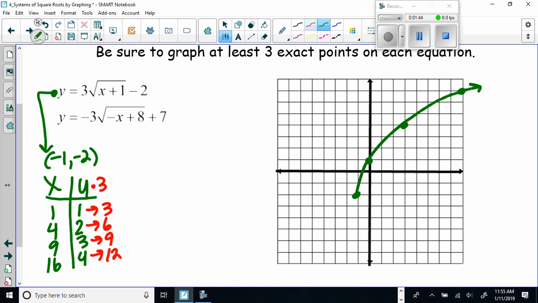So here is my first graph. Pretty straightforward. Could you guys do that on your own without any help? Okay. Second one.